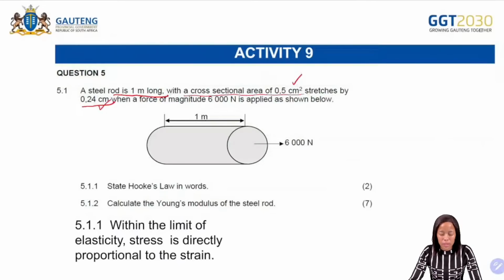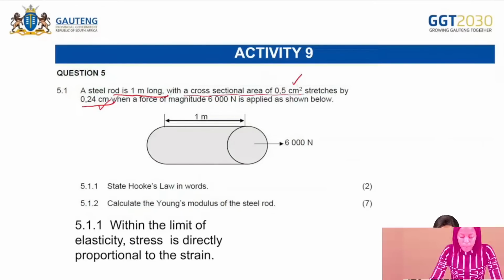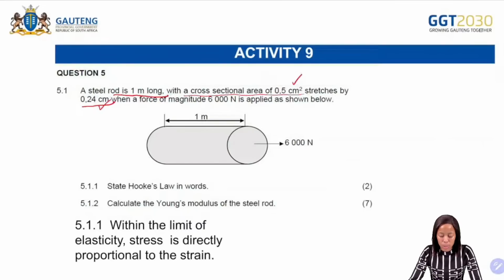Then we have 5.1.2. It says calculate the Young's modulus of the steel rod. Okay. So for this one, learners, I'm going to ask that we take about a 2 minute break. And then when we come back, we can continue with 5.1.2.